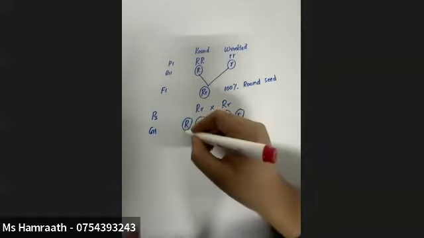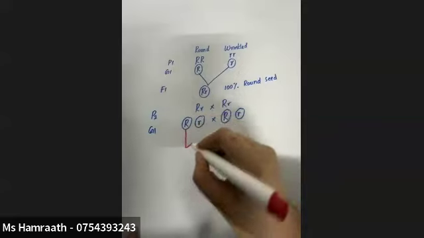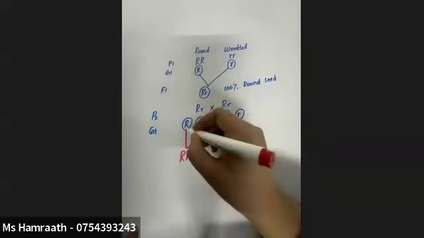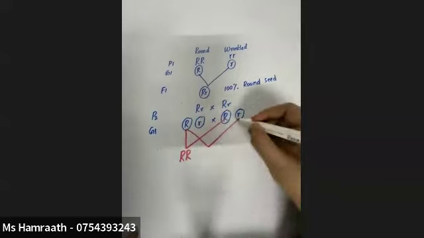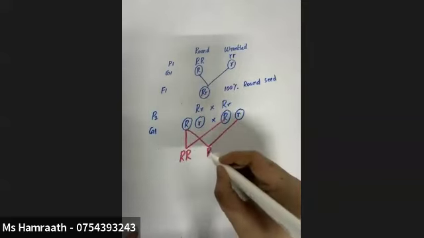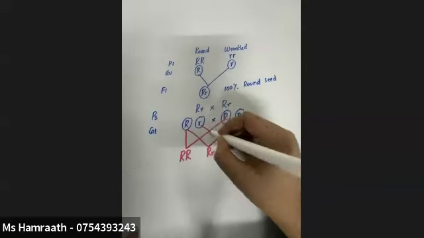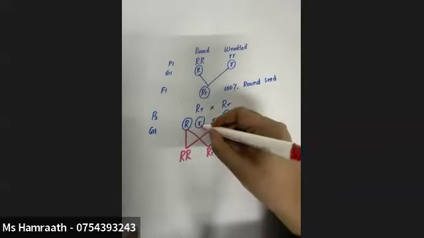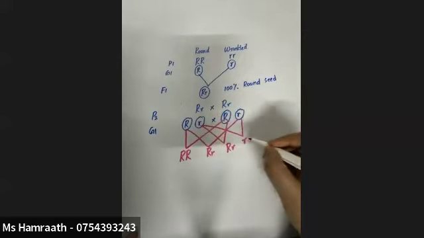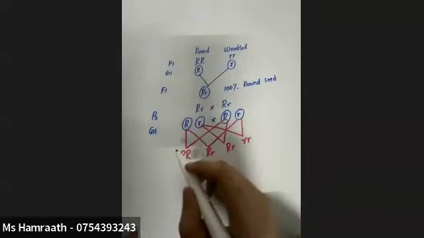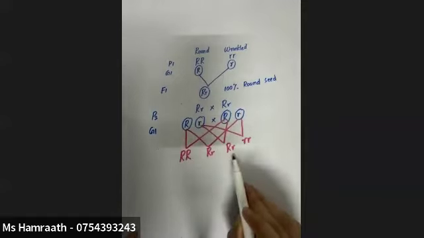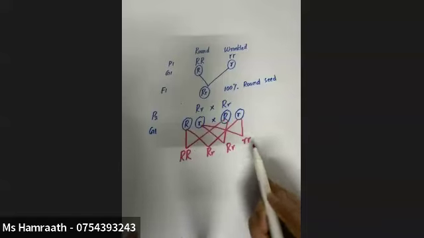So what will happen? This capital R will combine with this capital R. So you will get R and R. This capital R will go and combine with this simple R. R and R. Then this one will go and combine with this one. So capital R, simple R. Again, simple R, simple R. So these are the outcomes. That means 3 round seed have been grown, 1 wrinkled seed has been grown.